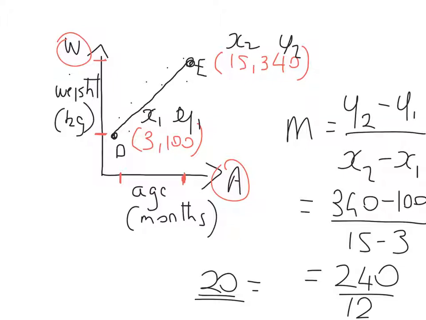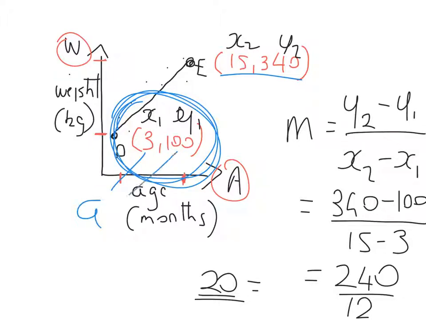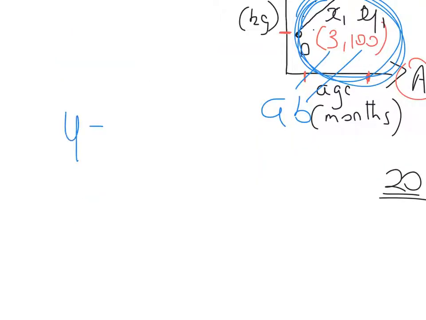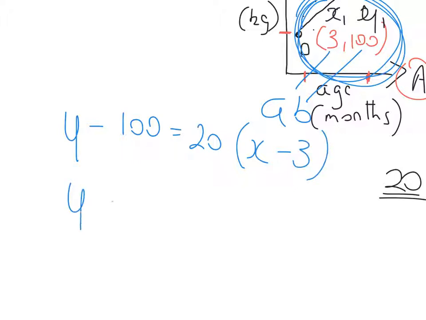I've not been given the y-intercept, so I'm going to use y minus b equals m bracket x minus a to get the equation of the straight line. So the gradient is 20. I then select any one of the points that lie on the line. At random, it doesn't matter, I could choose this one, but I'm going to choose the point (3, 100). So 3 would be a and 100 would be b, and that goes into y minus b equals m bracket x minus a. So that will be y minus 100 is equal to 20 bracket x minus 3. I'll expand that out: y minus 100 equals 20x minus 60.